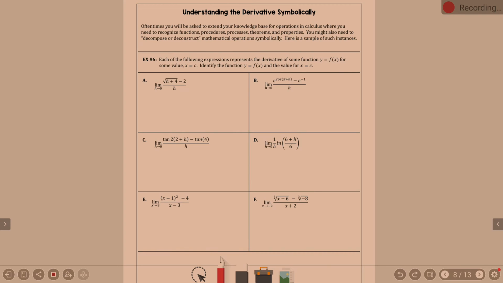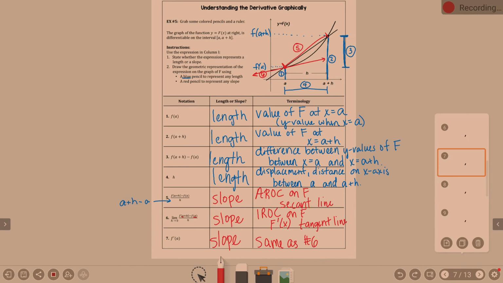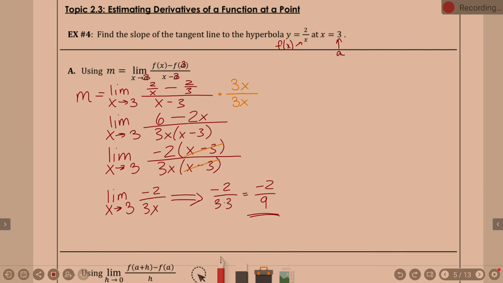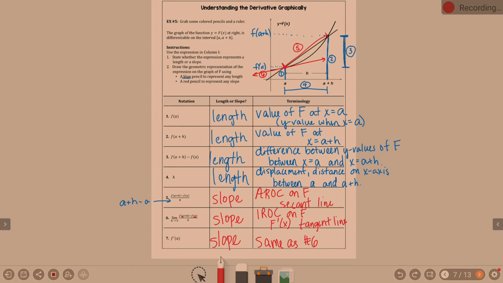Okay, so if I go back real quick to where we started today. Is this where we started? Yes. If I go back to this problem, or even the problem above it, what we're trying to identify is this information right here. Okay? As we look at this derivative or this limit, we're trying to identify what function is represented and what x value is represented. Now, let me bounce back.